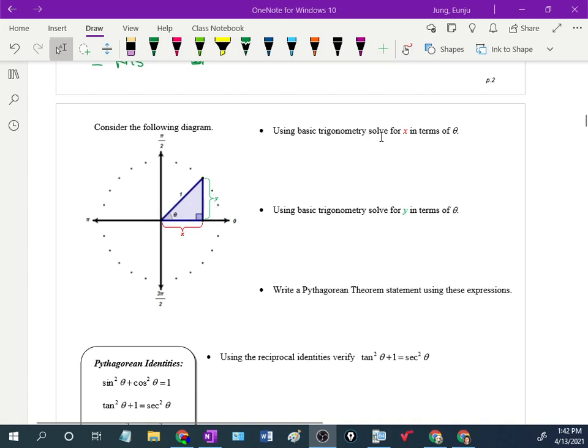So using basic trig, solve for x in terms of theta. So we will see what to do. What can I do? X and y, right? So x is going to be what? Let's say this is the angle, this is the opposite side, and this is the adjacent side from the angle theta. And this is the hypotenuse. So let's do SOHCAHTOA. I want x in my equation. So what do I need to use?